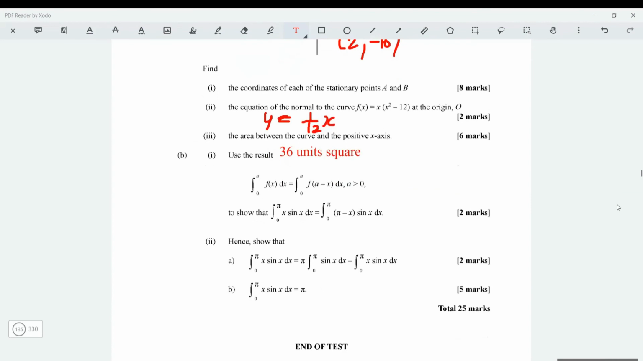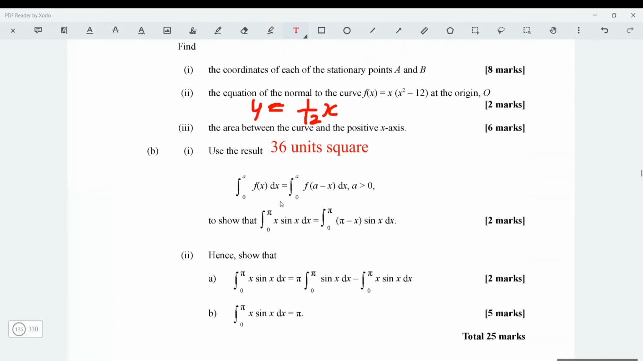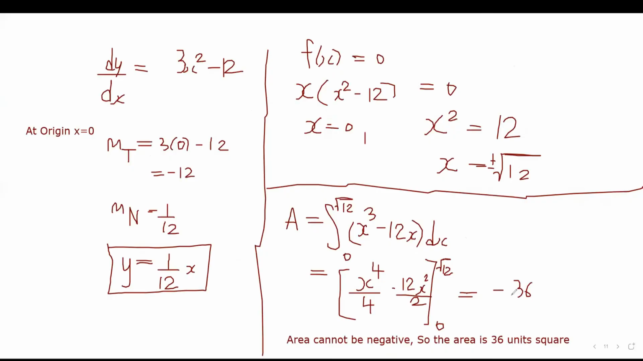All right, so some more integration, Marika, bag of integration, but really easy ones. It says use the result that the integral from 0 to pi of x sine x is equal to the integral from 0 to pi of pi minus x sine x dx. So then say use the result. So let me see.